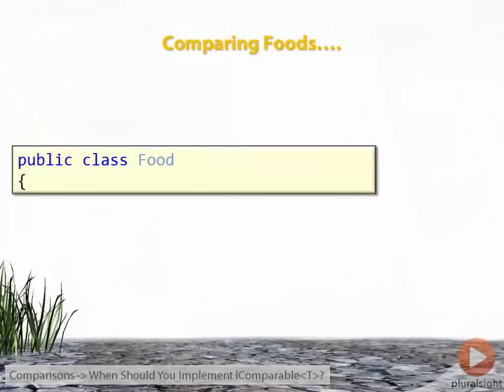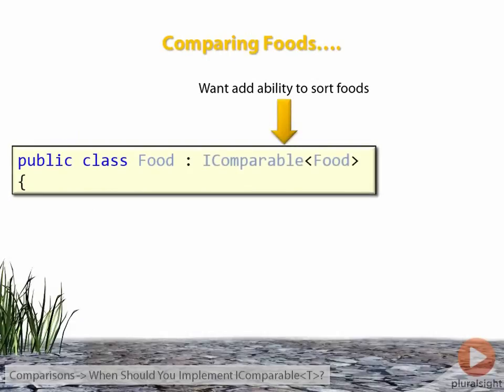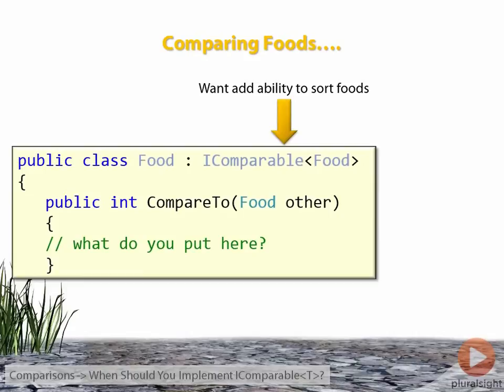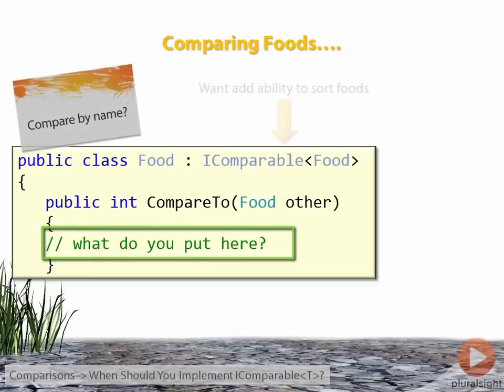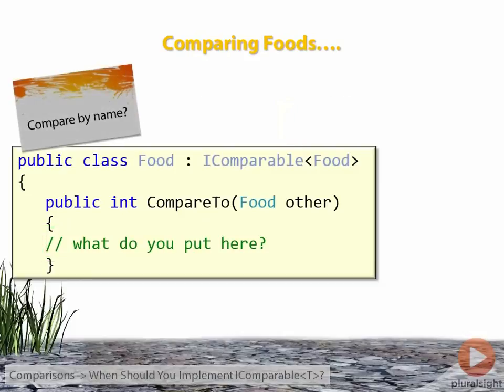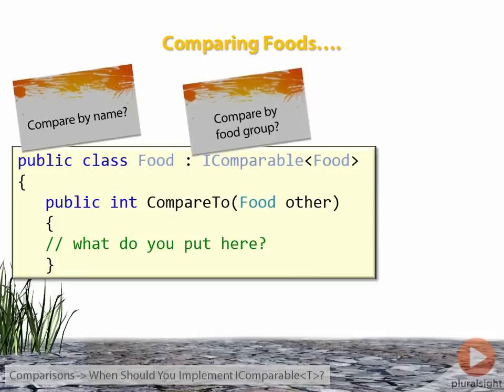And here's why. Let's look at our Food class. Let's say you decide that you want to be able to sort foods, and therefore you want Food to support comparing instances to see which one is greater. How would you sort them? What would you put in the CompareTo method? Maybe sometimes you want to sort the foods alphabetically by the name of the food. Maybe sometimes you want to sort them by the food group. Maybe you'd want to sort by something else.